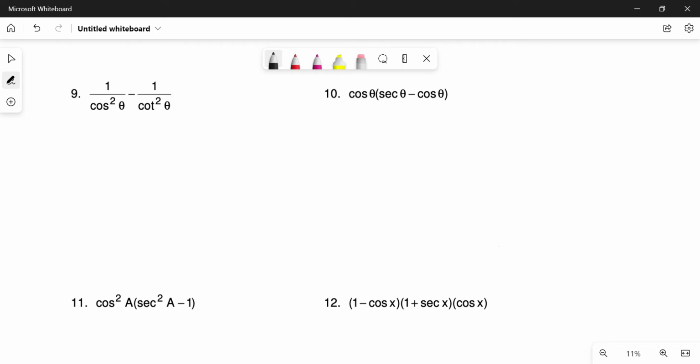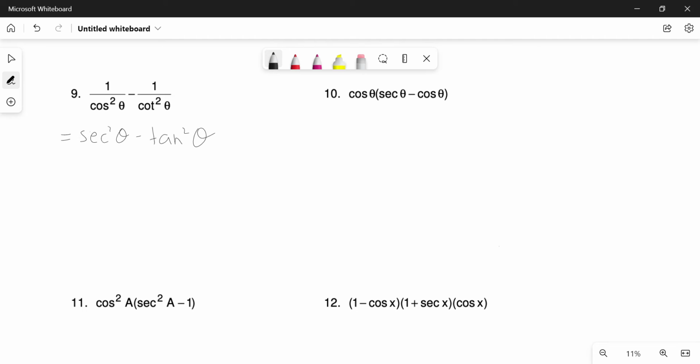All right, something to remember again is you may do it a different way, and that is no problem at all. So this one, number 9, 1 on cos, we know is the same as sec. Third letter of sec is C, so 1 on cos is sec. So 1 on cos squared is sec squared theta. And 1 on cot is tan, so 1 on cot squared is tan squared theta.